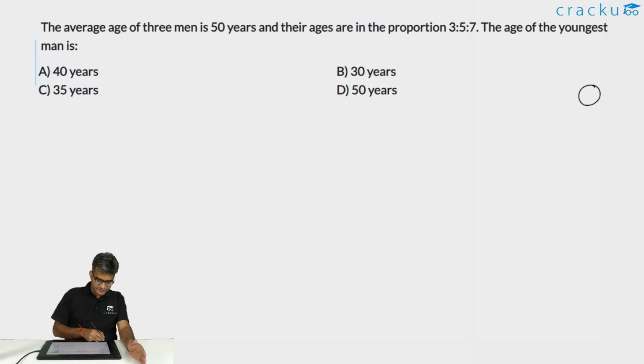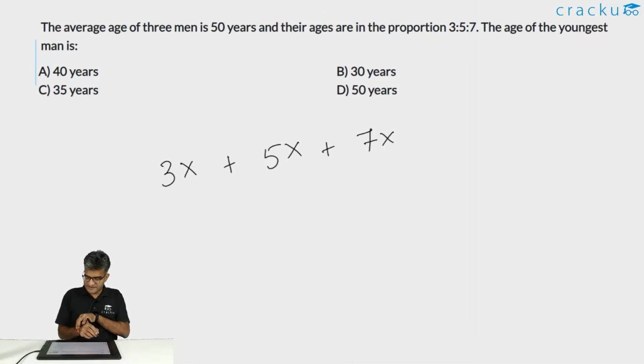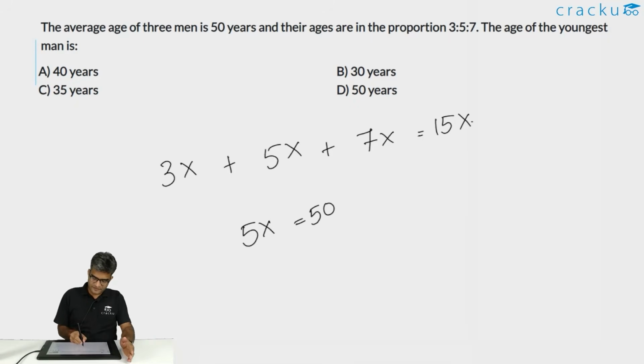The average age of 3 men is 50 years and their ages are in the proportion of 3:5:7. The age of the youngest man is? Let us assume that the 3 people's ages are 3x, 5x and 7x. So the sum of their ages is 3x plus 5x plus 7x, which is equal to 15x. So the average age of the 3 people is 15x divided by 3, which is 5x. This we are told is equal to 50. So the value of x is 10.